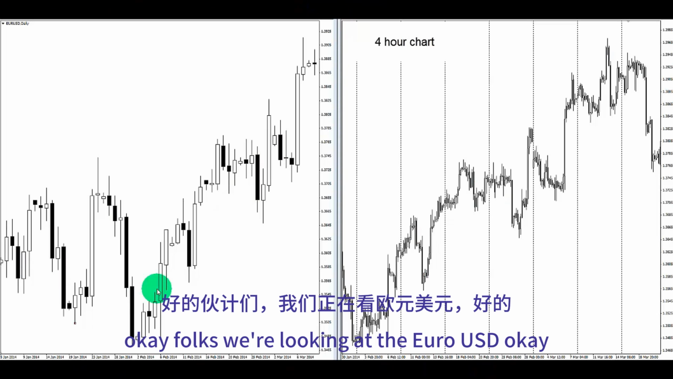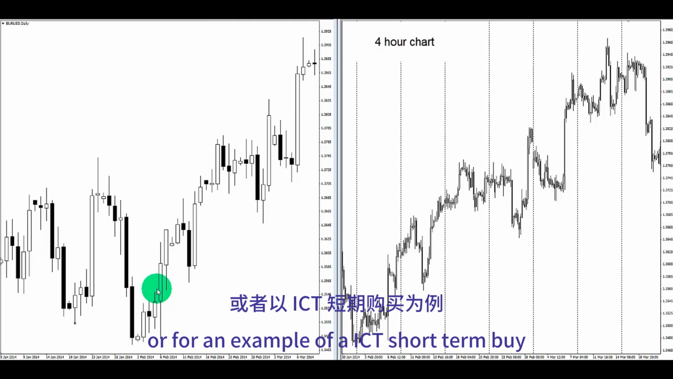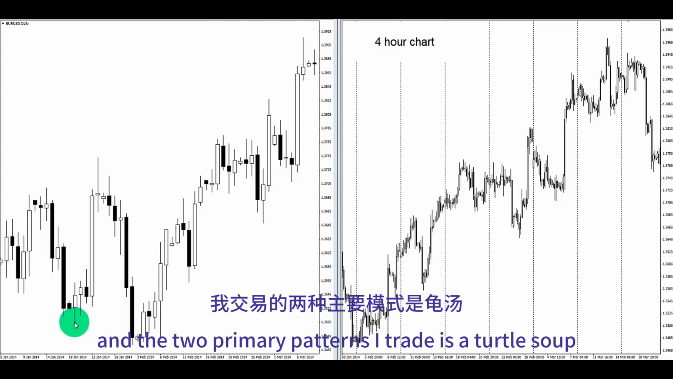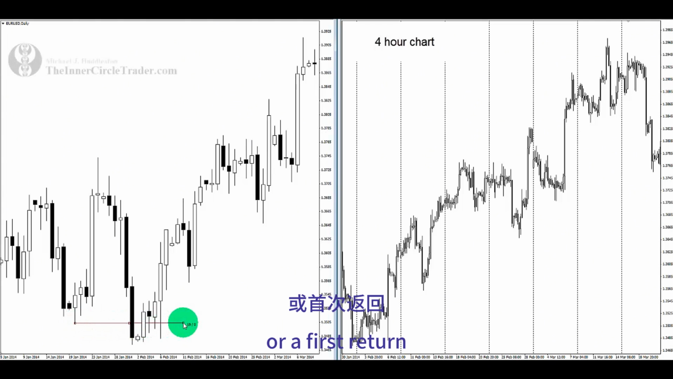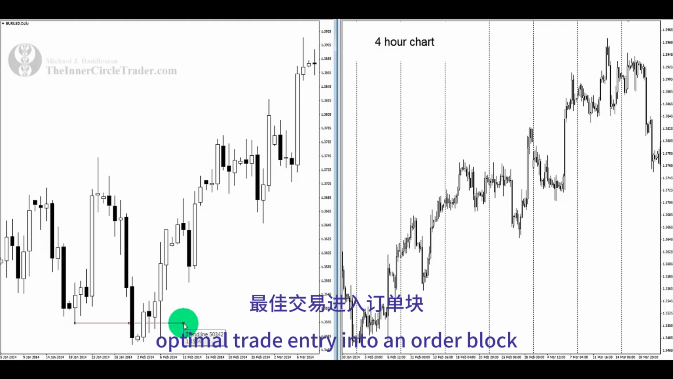Okay, folks, we're looking at the Euro USD. We're going to be looking at an ICT buy signal, an example of an ICT short-term buy. The two primary patterns I trade are a turtle soup or a first return, which is an optimal trade entry into an order block.